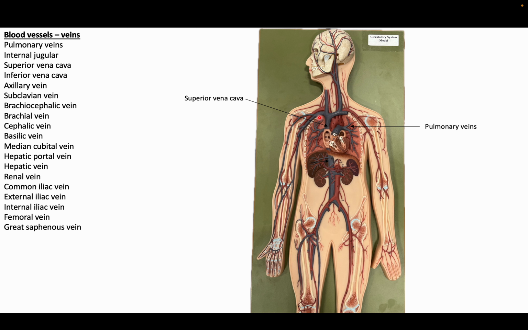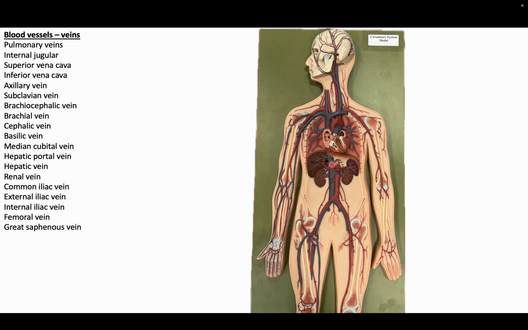All right, so now let's discuss the superior vena cava. This is the largest vein in your body. It's carrying oxygen poor blood from the upper part of your body back to your heart. And the other large vein in your body is the inferior vena cava, which carries oxygen poor blood from the lower part of your body back to your heart.